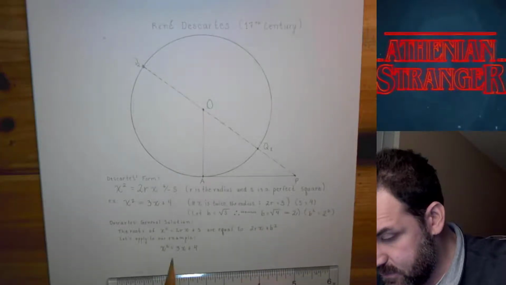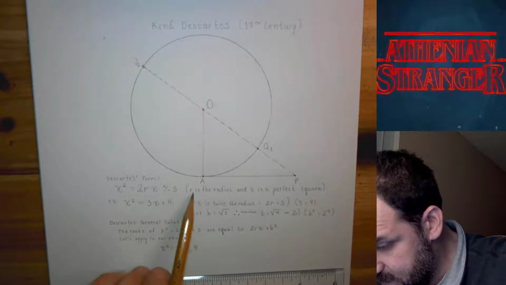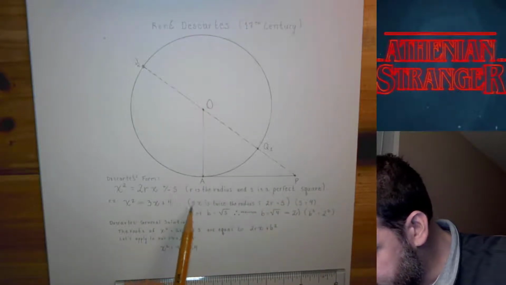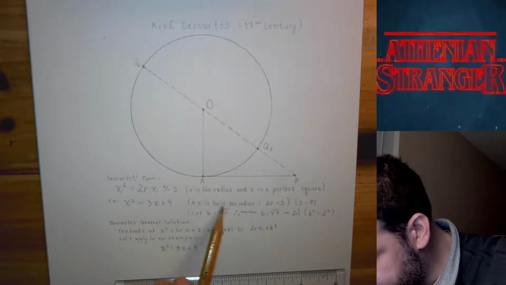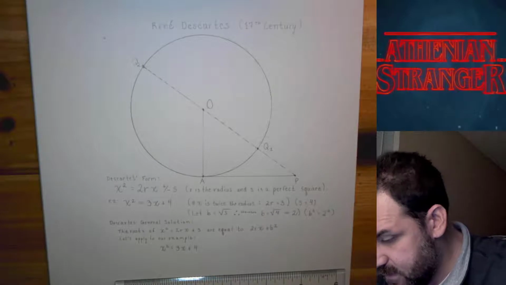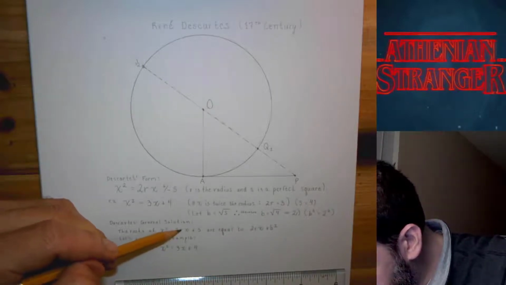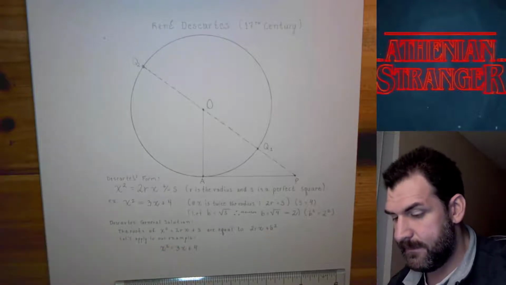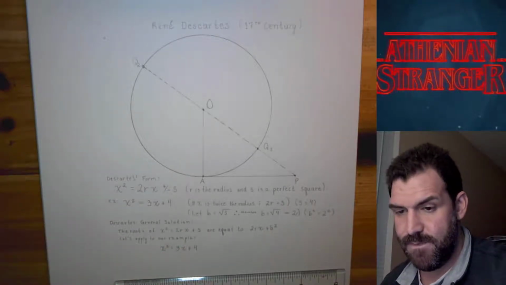So let's remember a couple things. R is the radius and S is a perfect square. So the number in front of the x is twice the radius, so the number 2r equals 3. So this 2r is 3, S is 4. We already went over that. All right.